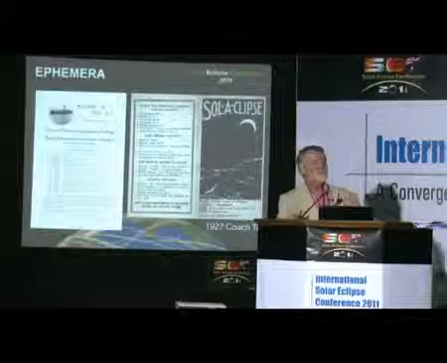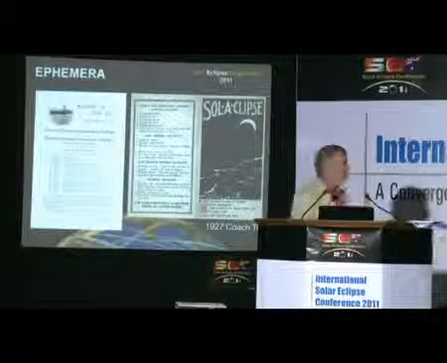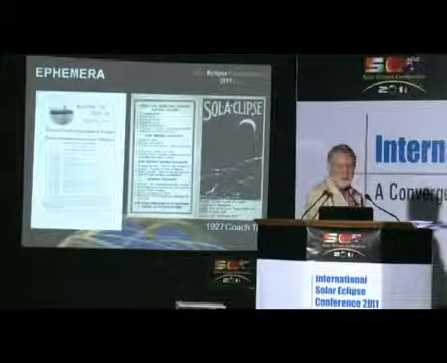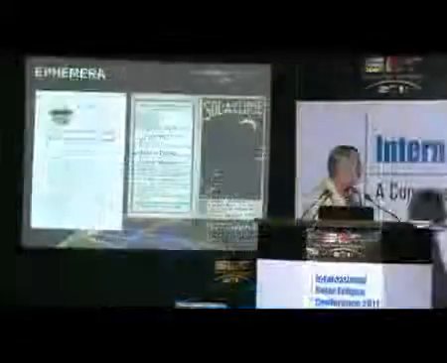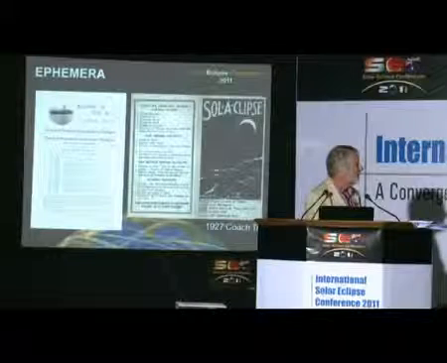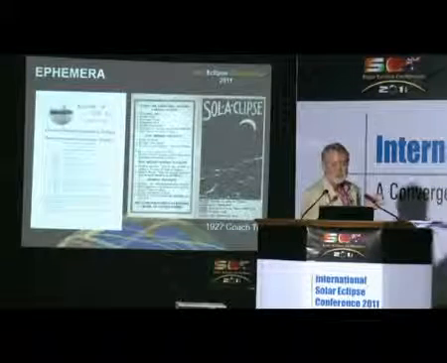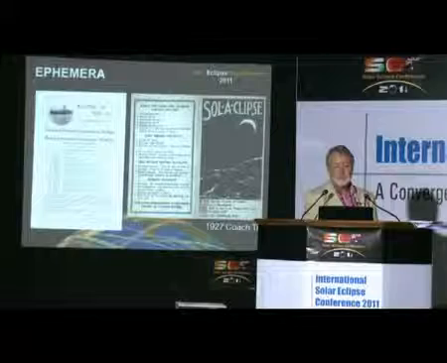Ephemera, in other words, things surrounding eclipses. This is a sales brochure. If you wanted to go and see the 1912 eclipse, you'd pick that particular brochure up, and it would tell you the itinerary, where you were visiting and when. So I think that's particularly interesting to pick up and see what people were doing in terms of eclipse travel.